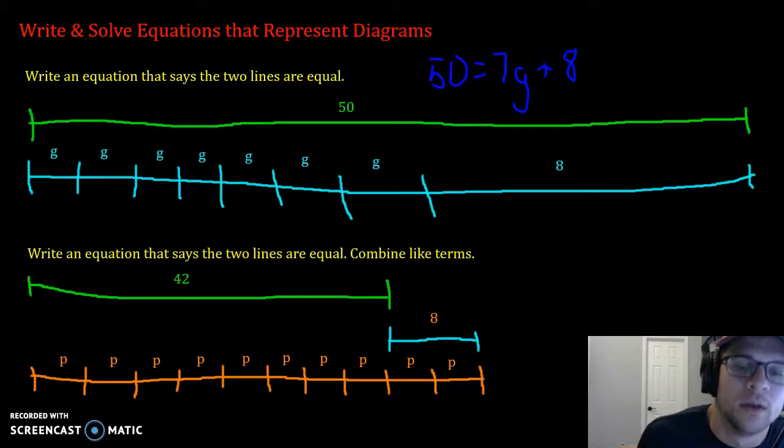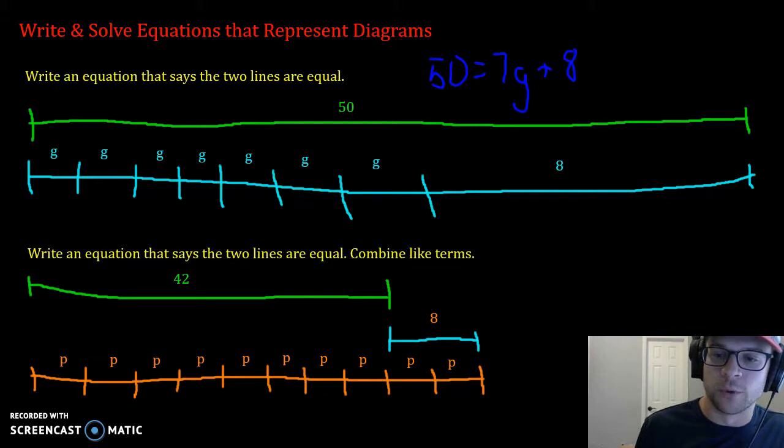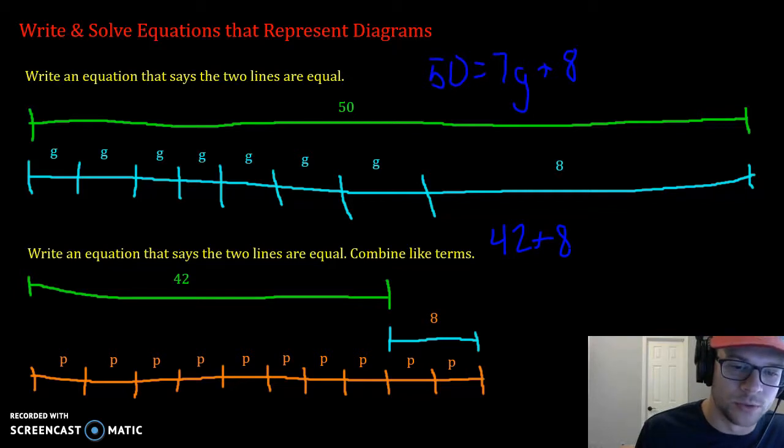All right. Towards the bottom, we're writing an equation that shows that these three lines are going to be equal to each other. The first two are going to be combined together to equal the line at the bottom. So this green line and the blue line is the exact same measurement as the orange line. When you write your equation, the first two is a 42 plus an 8 combined together, which is going to equal this orange line, which is 1, 2, 3, 4, 5, 6, 7, 8, 9, 10 p's.